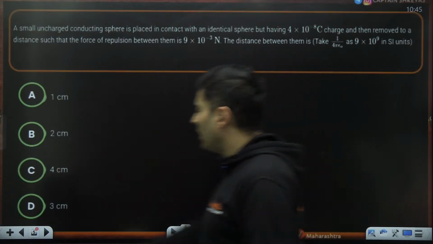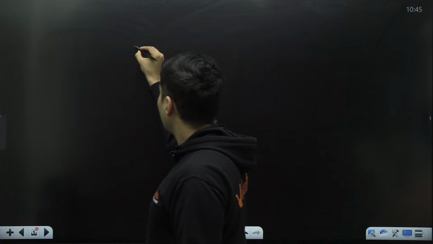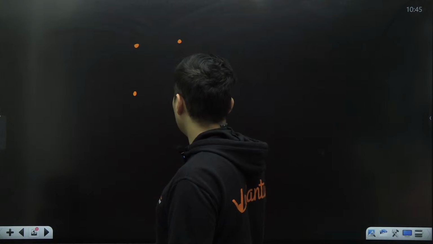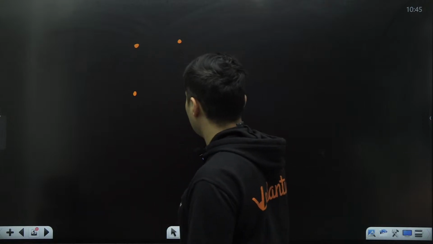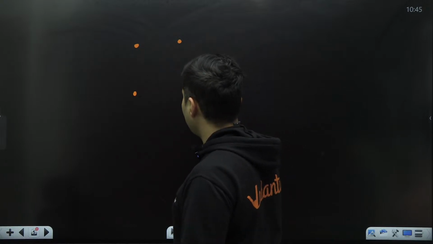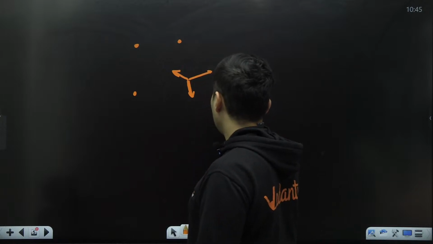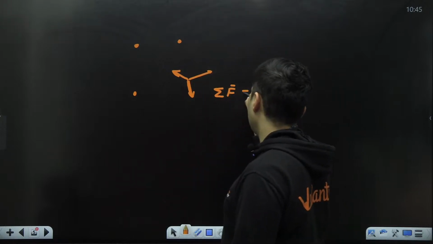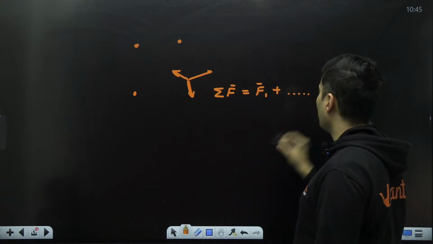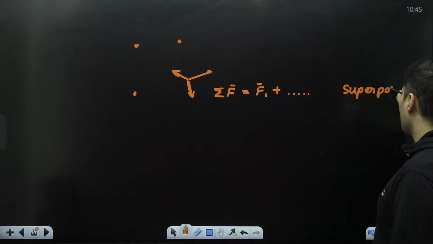Let's also understand that the superposition principle is valid. So if you have multiple things and you want to find the force on this particular mass or charge, then due to this one there might be some force, due to this one there might be some force, due to this one there might be some force. So the net force is always the vector sum of all the forces acting on it. This is called your superposition principle.